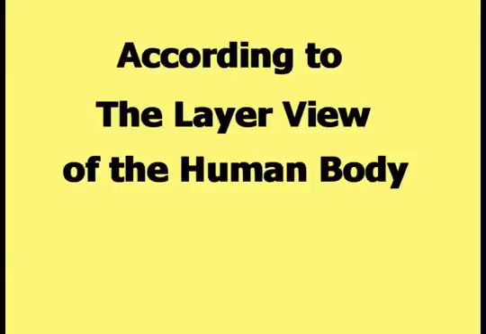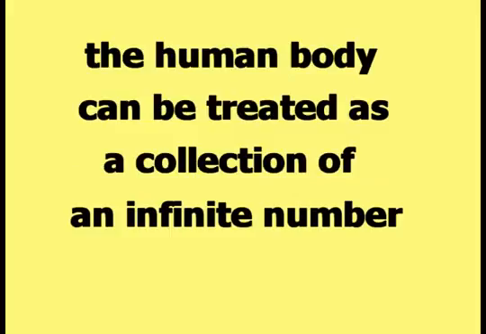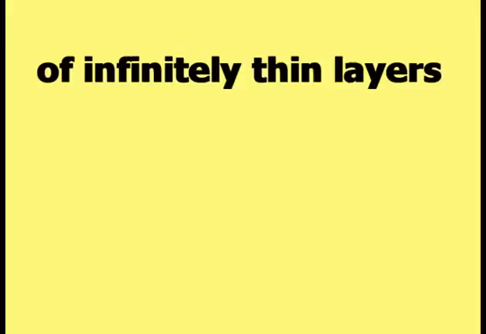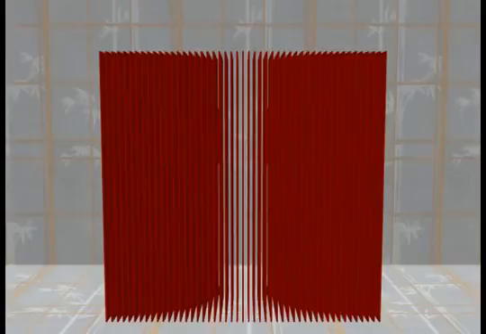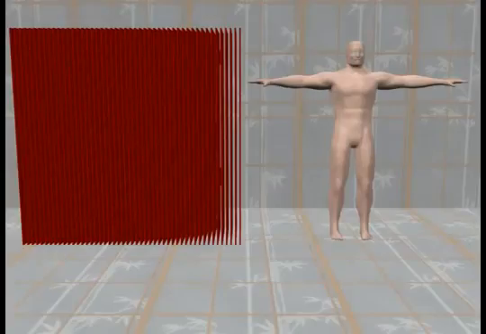According to the layer view, the human body can be treated as a collection of an infinite number of infinitely thin layers. This picture shows a rectangular grid of the layer objects. A human body is positioned next to the grid of layers in this picture. The human body is then moved into the center of the grid of layers.